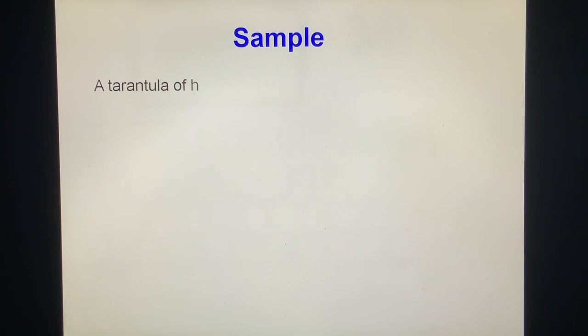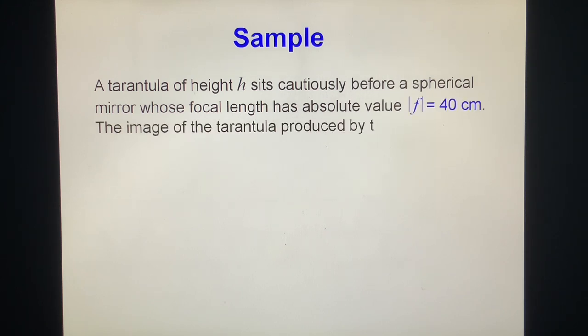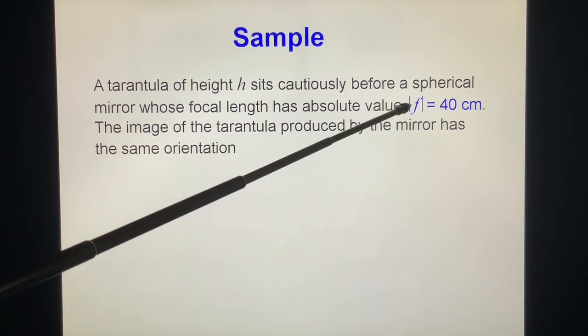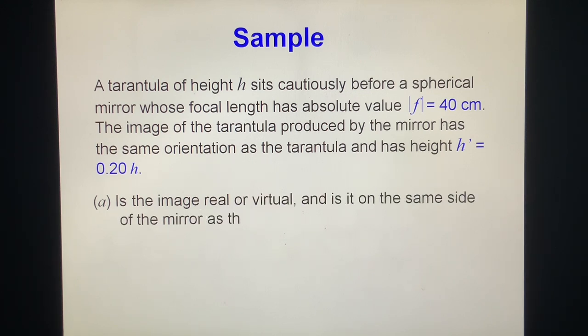Example. A tarantula of height H sits casually before a spherical mirror whose focal length has absolute value F equals 40 centimeters. The image of the tarantula produced by the mirror has the same orientation as the tarantula and has height H prime equals 0.20 H, a reduced picture. Question A: is the image real or virtual, and is it on the same side of the mirror as the tarantula or the opposite side?